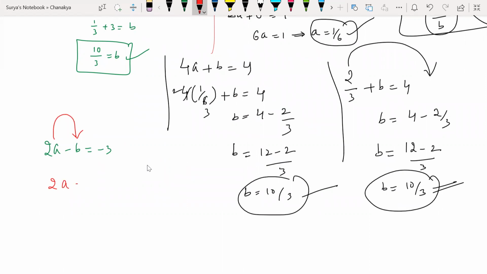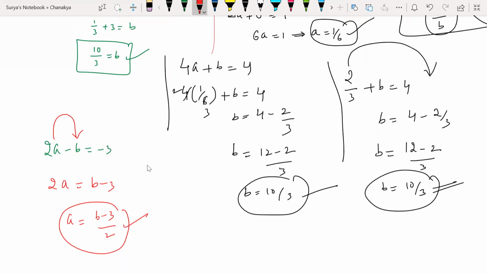Look at this here. 2a is equal to b minus 3. Now a is equal to (b minus 3) by 2. Clear? Yes, sir. Now a cannot be left like that, right? This is my equation, but I need a proper value. I need an exact value. I need the answer as an integer, as a rational number.